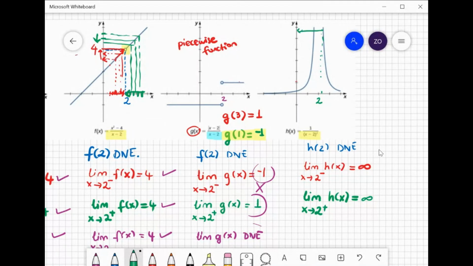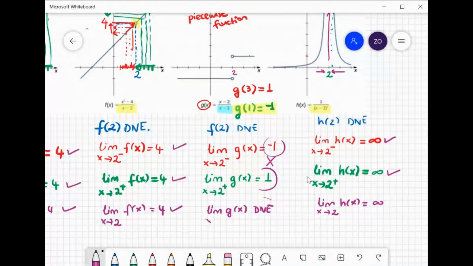Okay? So we can say that the limit of this function at 2, okay, now let's change our color. Since the left limit and the right limit are both infinity, we can say that as the x values get close to 2, the function values go to infinity. So we can talk about the limit at 2.